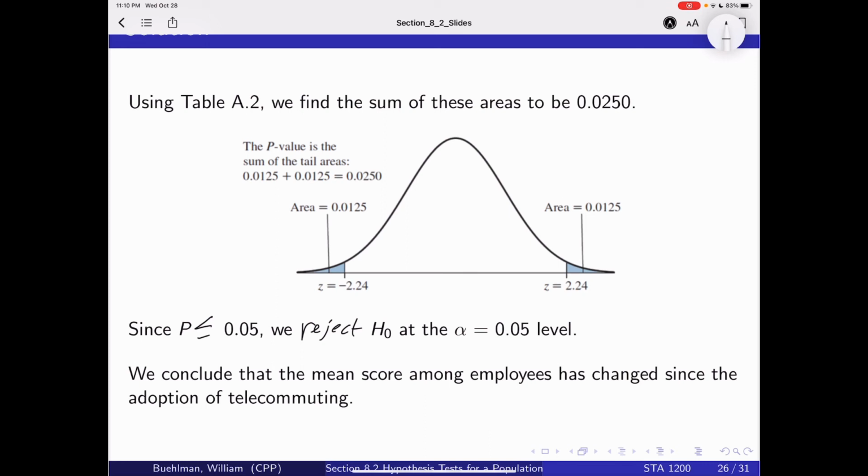So that's what's really important with these hypothesis tests, is that last statement. You do all this math, but what does that math mean? In this case, we're saying, yes, we can confirm that the mean score of employee satisfaction has changed. So that's what's really important here, getting all the math to be able to make that final conclusion.